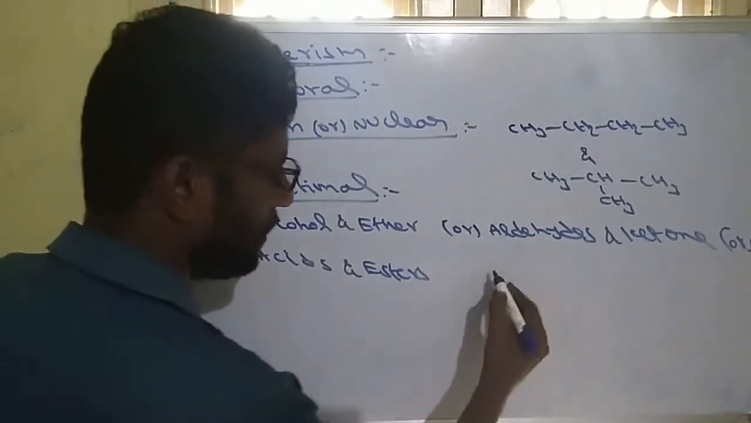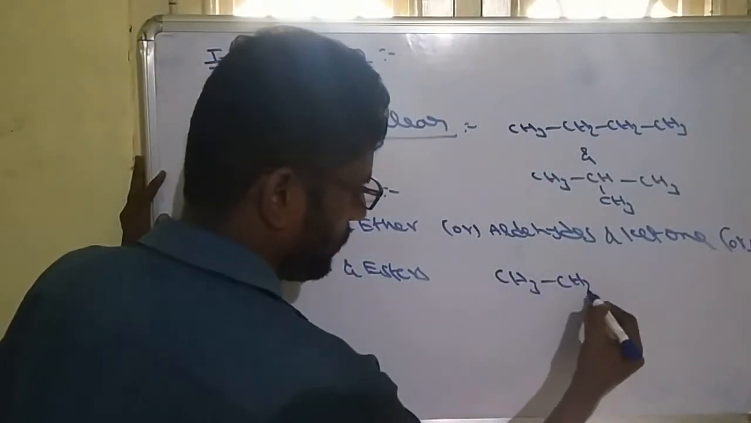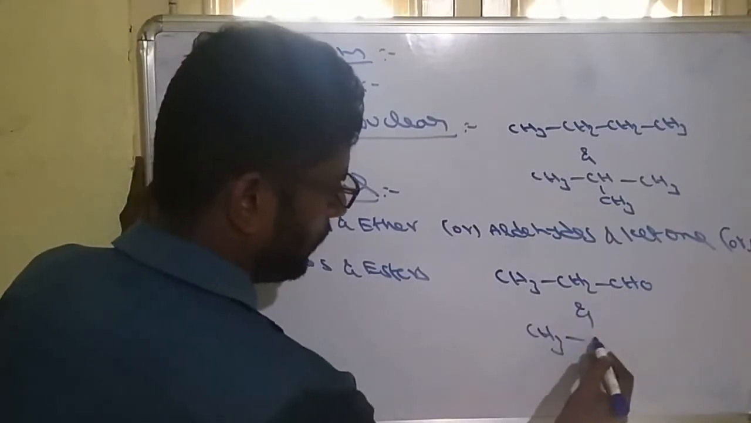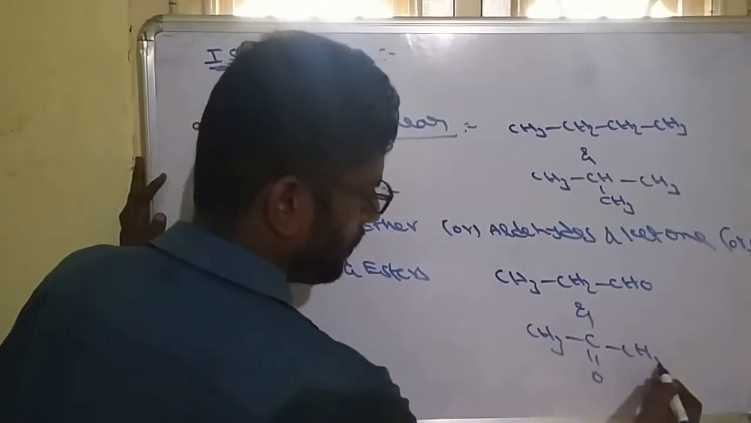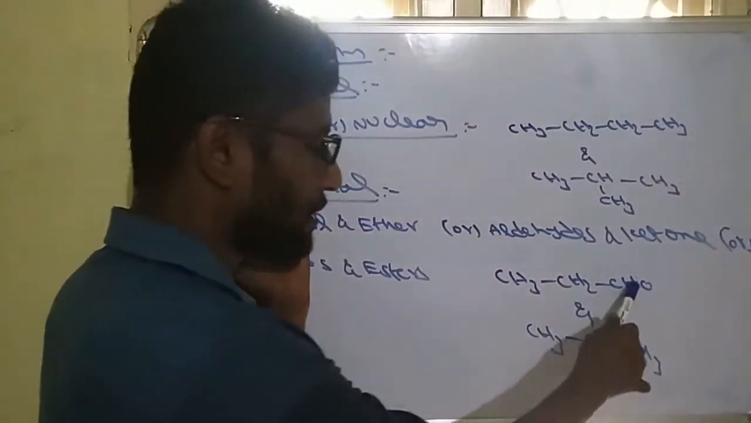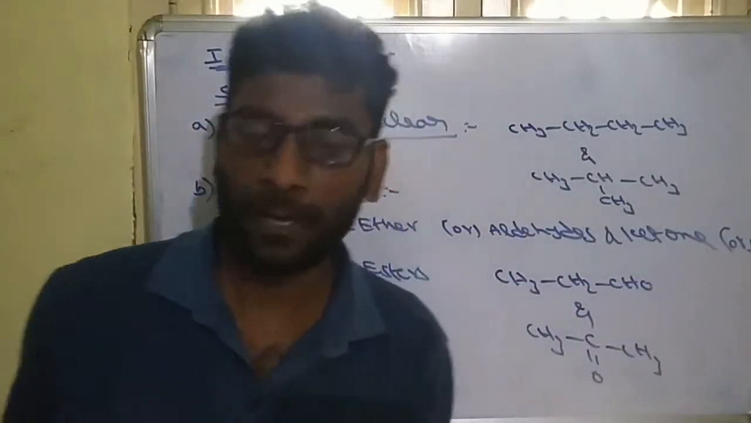One example I am giving. See this: CH3CH2CHO, an aldehyde, and it is converted to a ketone, CH3COCH3. This is a ketone, this is an aldehyde. Both have the same formula. When the functional group is different, those are called functional isomers.